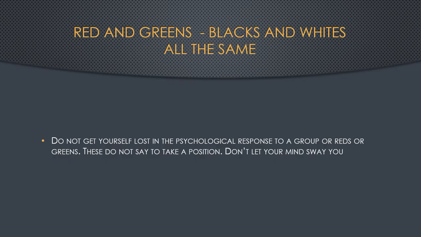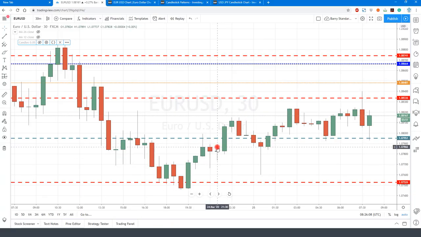But don't get yourself lost in a psychological response to a group of red or green candles. These do not say to take a position. And this is one of the problems. Too many traders get themselves stuck on seeing lots of red or lots of green and making trading decisions. So as you can see, we have a normal candlestick chart in front of us, and the amount of reds and greens that we see on there really tells us nothing. What we're looking for is the relationship of one candle to the preceding candle, the relationship to the trend, and the size of the candle.